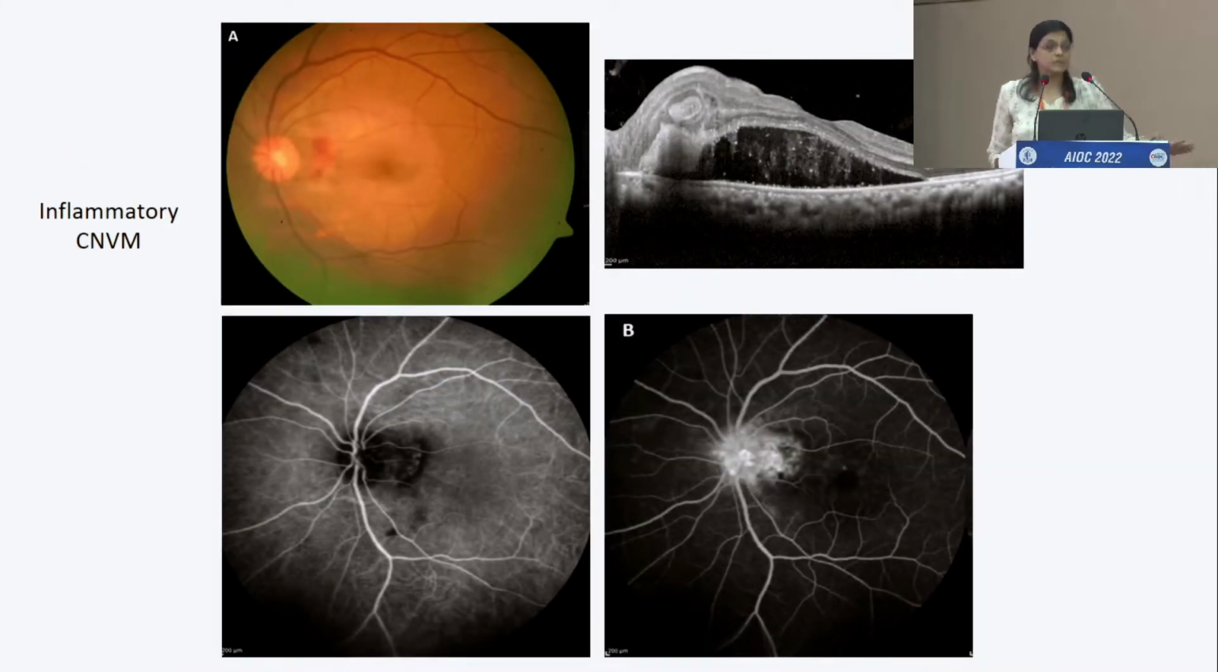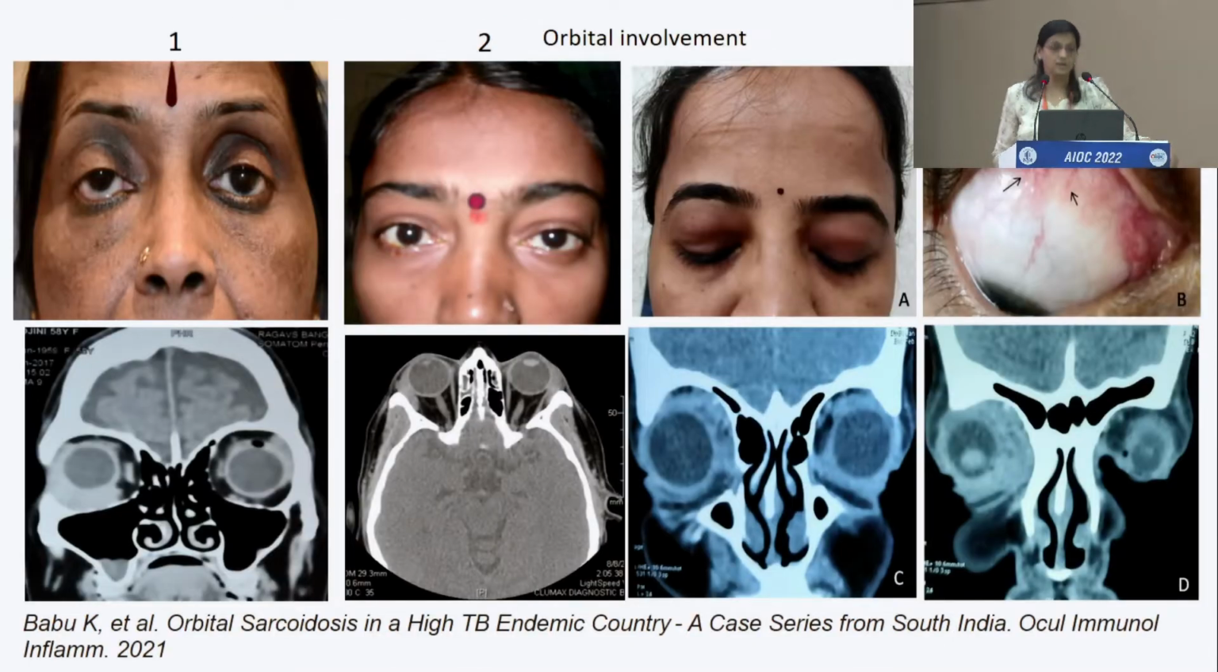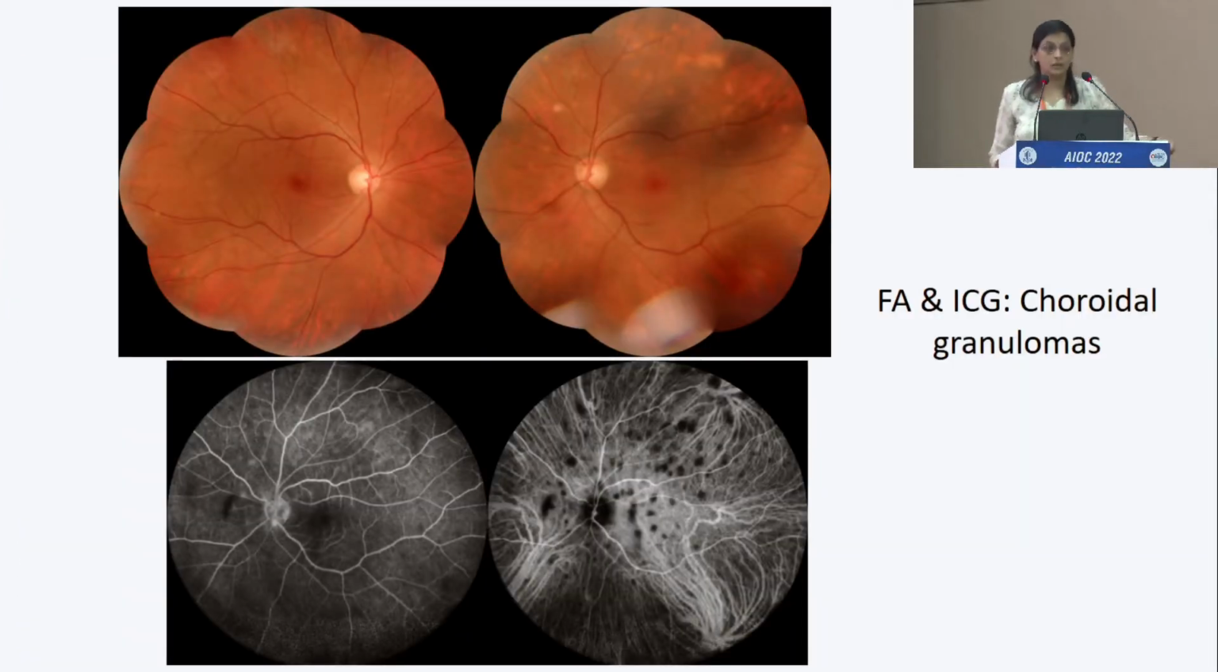Sometimes the inflammation will be very low grade, and it is associated with inflammatory choroidal neovascular membranes, like in this case. And you can also have orbital involvement. The lacrimal glands can be involved, orbital tissues can be involved, like in these cases. So generally, when we see ocular sarcoid and a posterior segment inflammation, we usually do a fluorescein angiogram and an ICGA to look for choroidal granuloma.